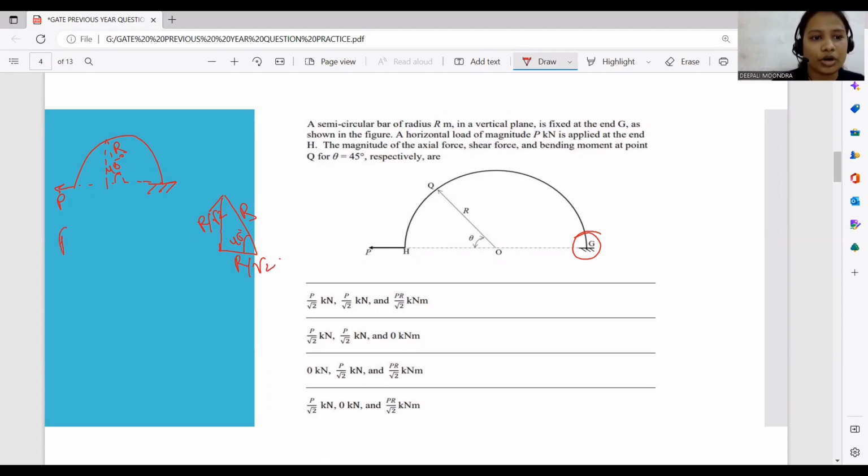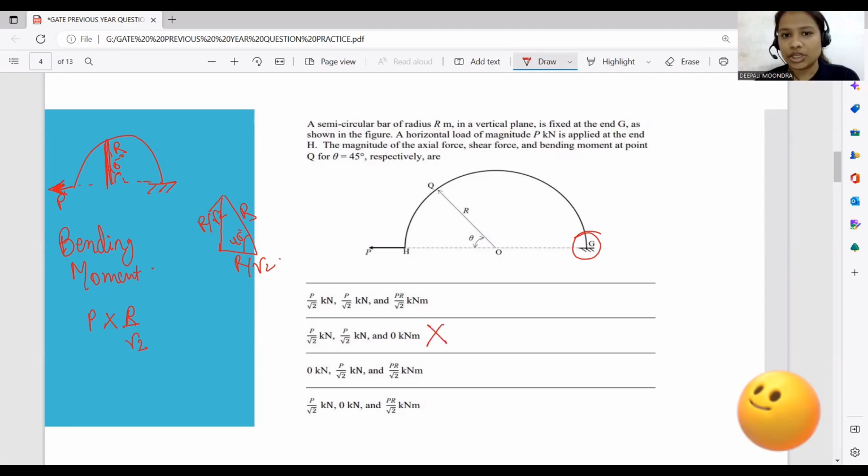So first of all, talking about the bending moment. What do we mean by the bending moment? For any section, we need to find the summation of all the moments on either side of the section. Let's take the left side of the section. We have the P load, and corresponding to the horizontal load P, the perpendicular distance will be R by root 2. So the bending moment is nothing but PR by root 2. So obviously option B is wrong.